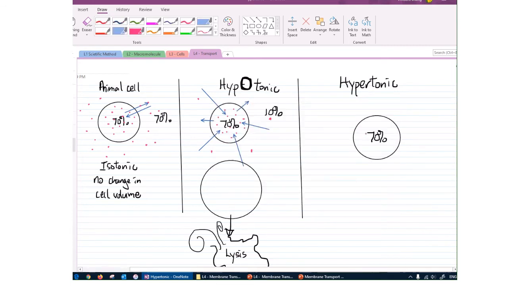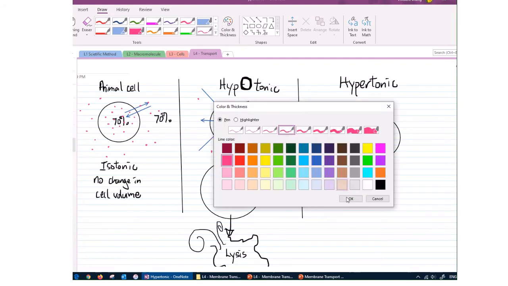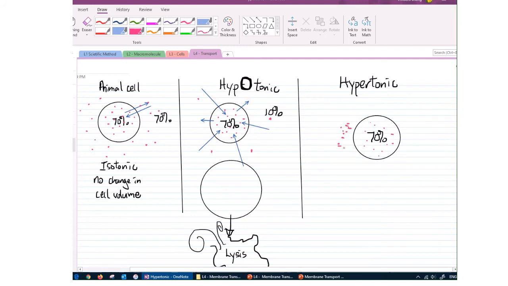Okay, the inside is gonna have these pink dots just like before, and then the outside will also have the pink dots, but then you would have a lot more. So if I were to put a number here for this environment, that might be, let's say, 95%.